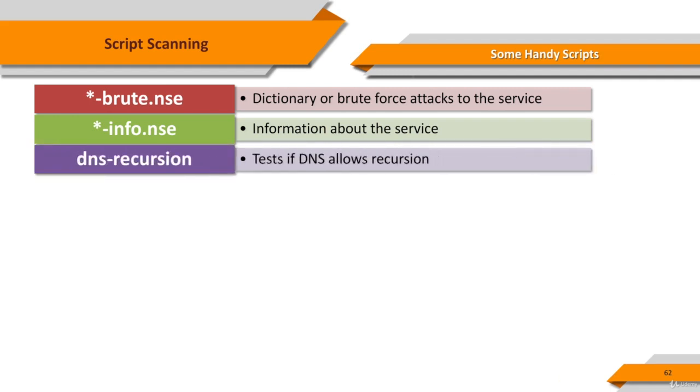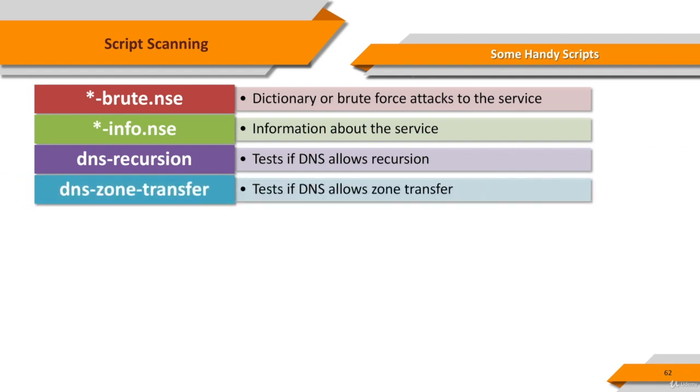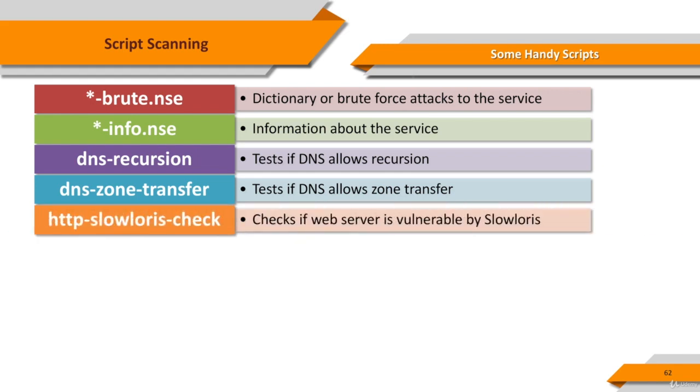DNS recursion checks if a DNS server allows queries for third-party names. DNS zone transfer requests a zone transfer, AXFR, from a DNS server. If the query is successful, all domains and domain types are returned along with common type-specific data, SOA, MX, NS, PTR, or A. HTTP Slowloris check tests a web server for vulnerability to the Slowloris DoS attack without actually launching a DoS attack.